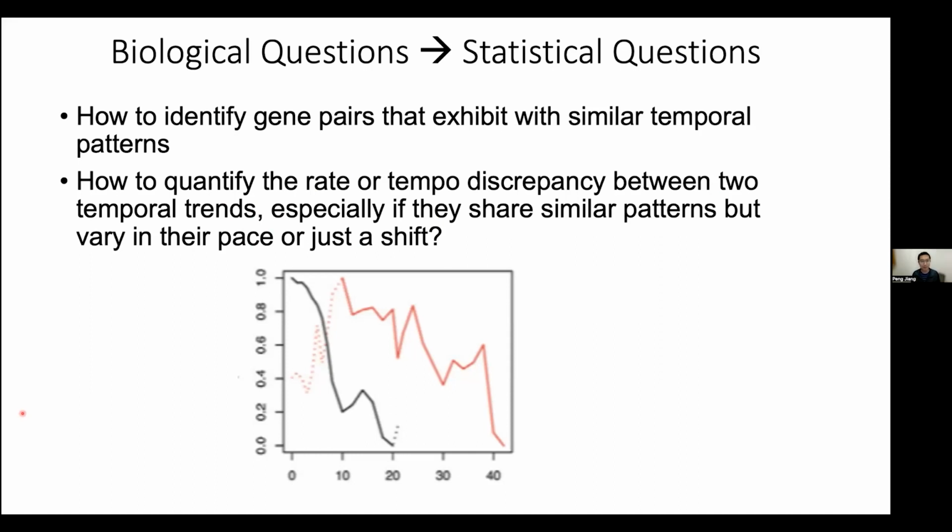So specifically, the biological question was translated to a basic statistical question, that is how to identify gene pairs that exhibit similar temporal patterns, and how to quantify the rate or temporal discrepancy between the two temporal trends, especially if they share similar patterns but vary in their pace or just a shift. Basically, the statistical question is how we can do temporal alignment of comparative time course data with two different species or one species in two different conditions.